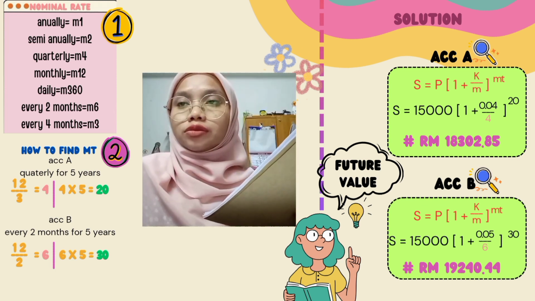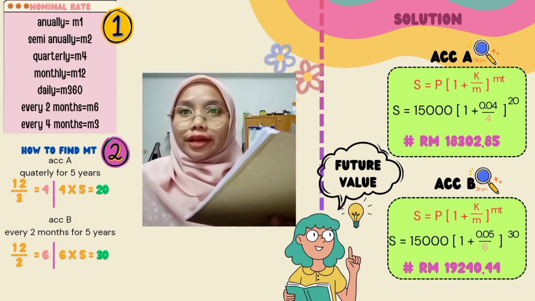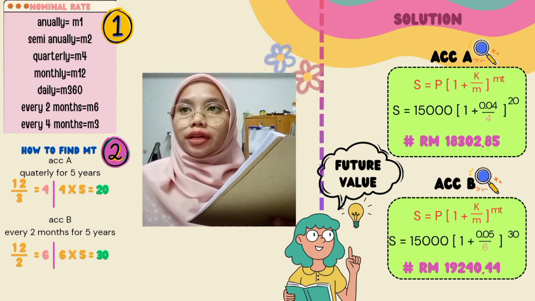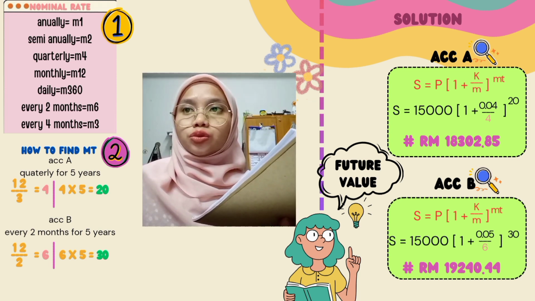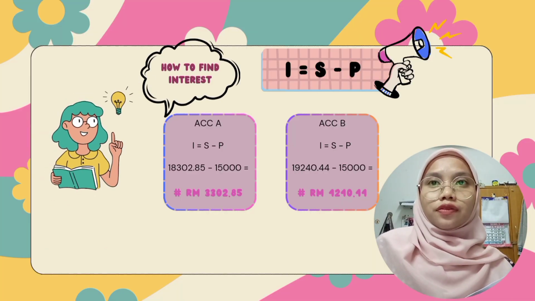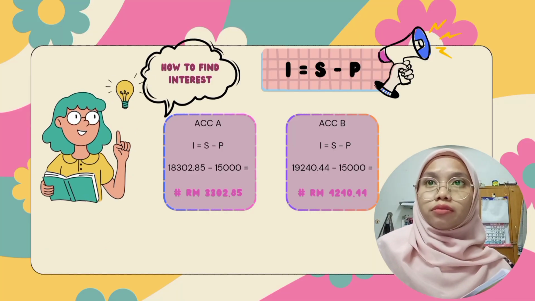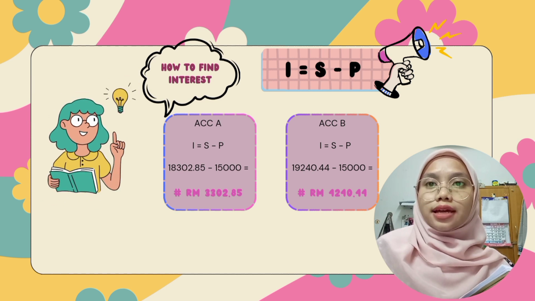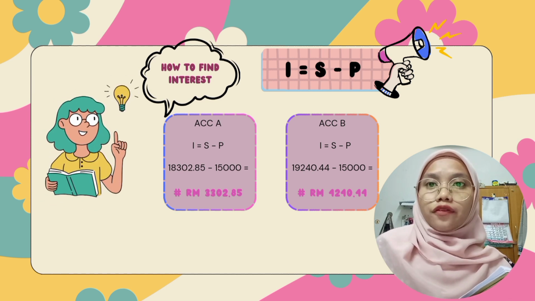How to calculate account B is the same way as account A. So the answer will be RM 19240.44. For this page, I will teach you how to find the interest. First of all, we need to write down the formula first to get 1 mark. The formula for interest is I equals S minus P. S is future value and P is principal.